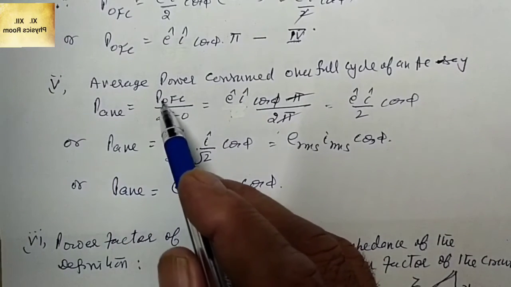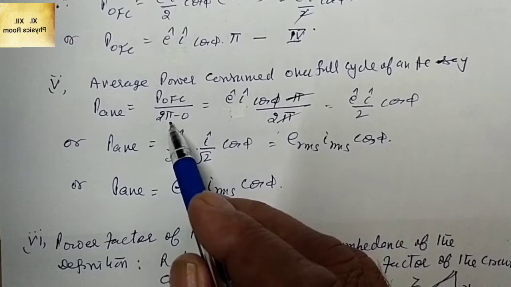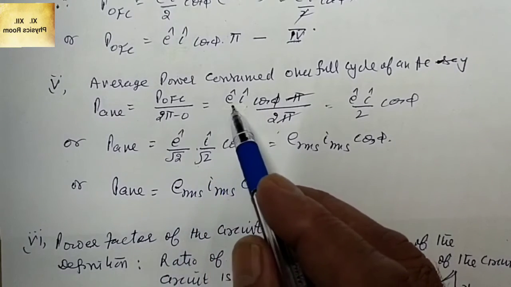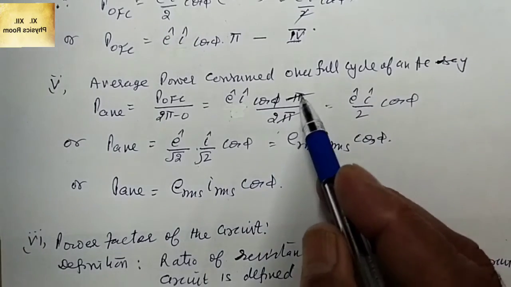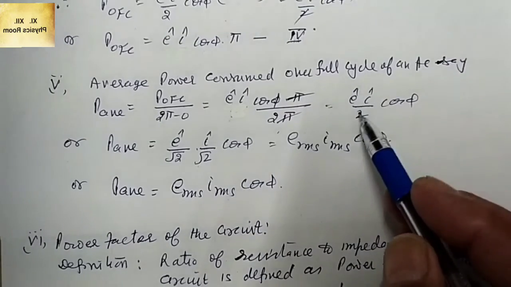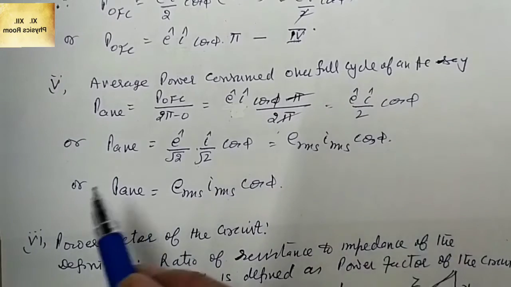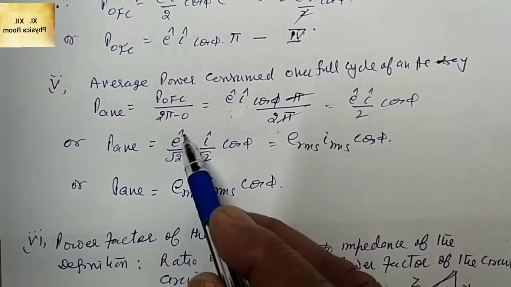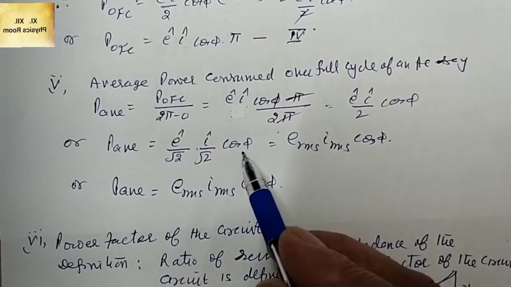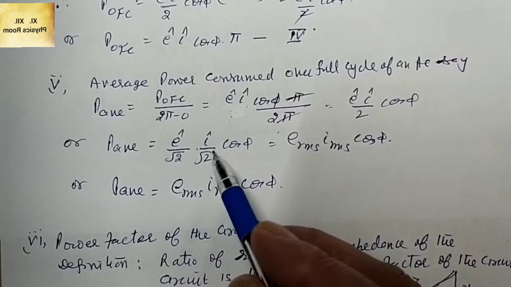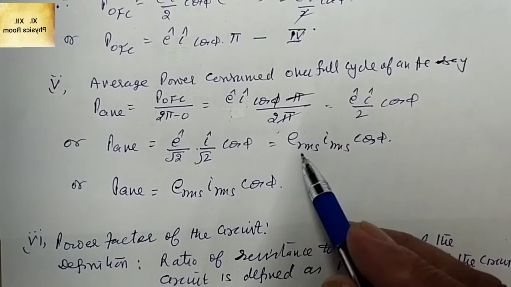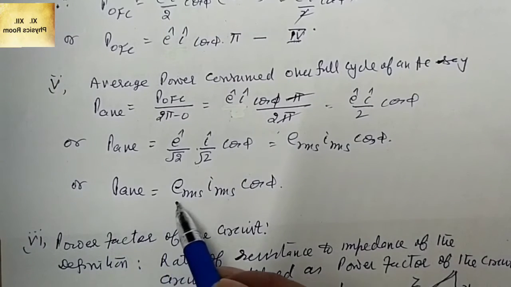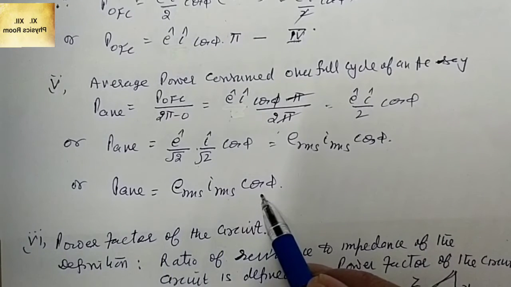P average is equal to power over a full cycle divided by the upper limit of integration minus the lower limit of integration, 2 pi minus 0, and it is equal to E max I max cos phi pi divided by 2 pi. Pi cancels, so we are left with E max I max by 2 cos phi. We split 2 into root 2, so E max by root 2, I max by root 2, into cos phi. That is E RMS, I RMS, so P average is equal to E RMS I RMS cos phi.